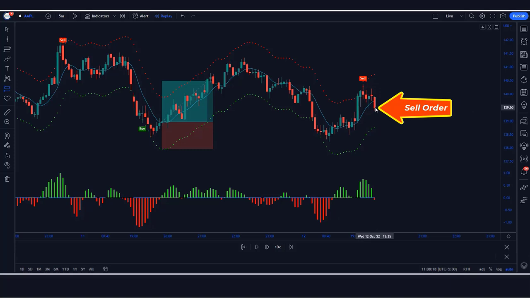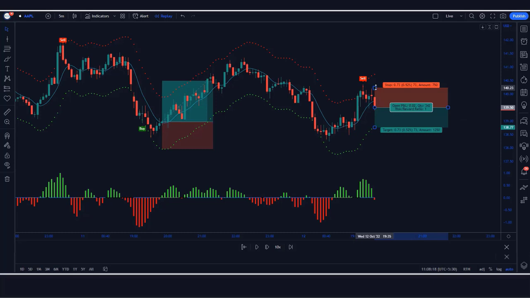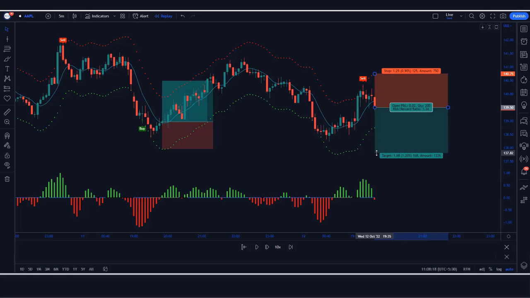Our stop loss will be placed at the high plot line of the Jurek Zones indicator. And the risk to reward ratio will be 1:1.5.